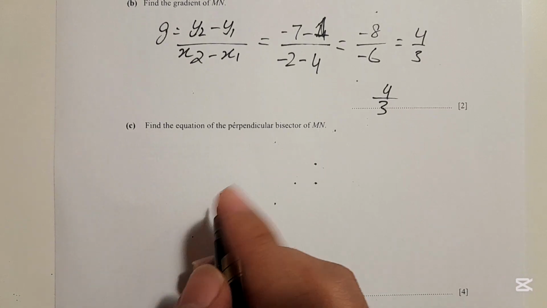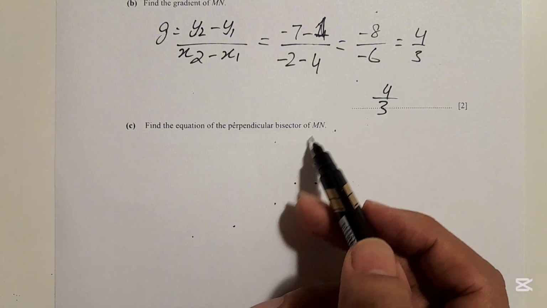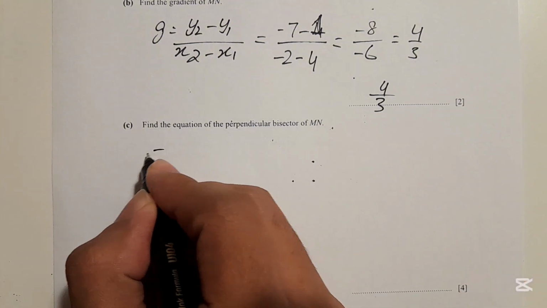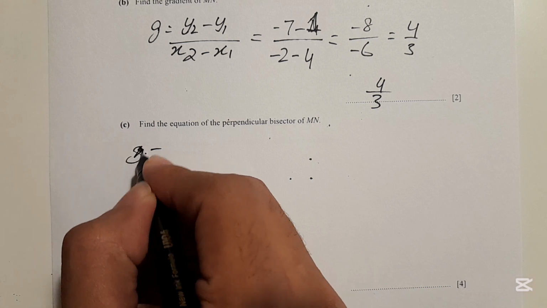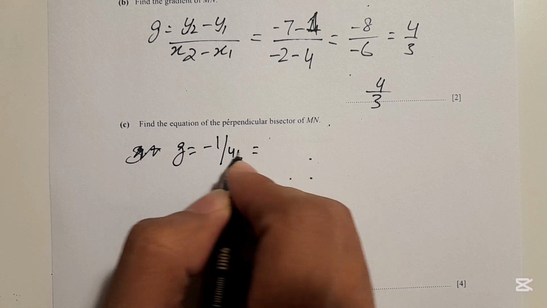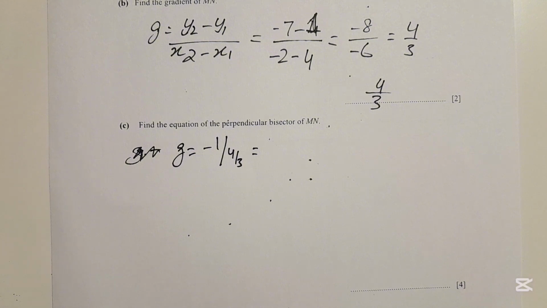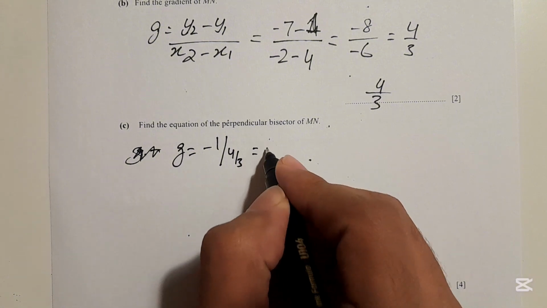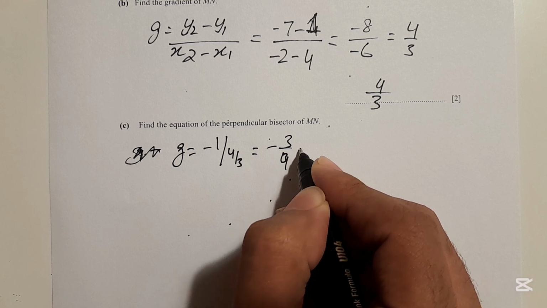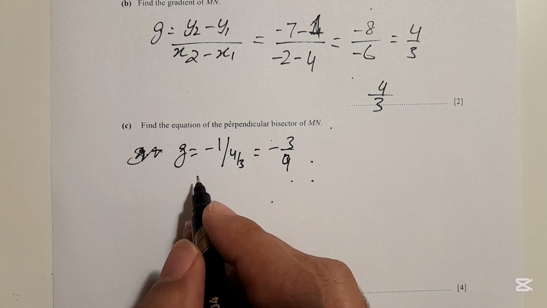Part C states find the equation of the perpendicular bisector of MN. So now the perpendicular line will have the inverse gradient. So the gradient is equal to minus 1 divided by 4 over 3. So this is minus 3 over 4. So the gradient will be minus 3 over 4. Now we have minus 3 over 4 as gradient. Now we will use the midpoint of line MN.